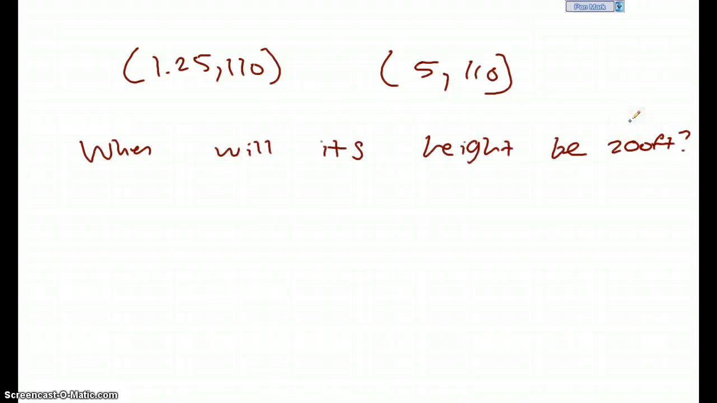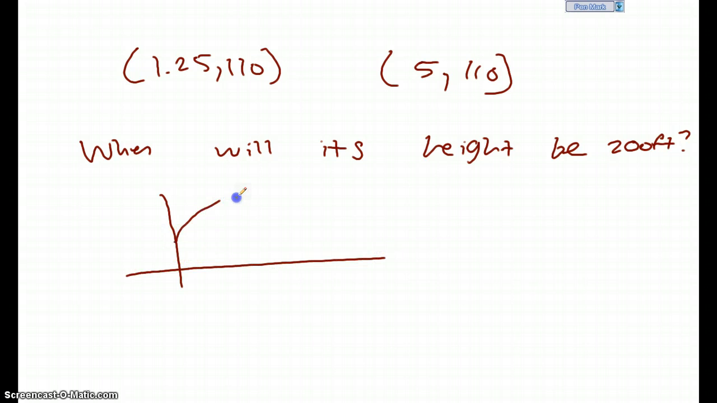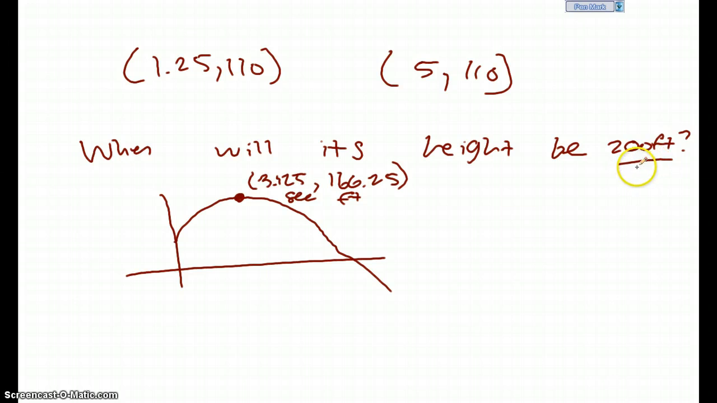Well, now let's suppose we wanted to ask, when will its height be 200 feet? Before we even begin to solve this, we mentioned earlier that sometimes it's possible to have no solution. Okay, well, when would it result in no solution? Well, first of all, this is what our parabola kind of looks like. And we know that the maximum, which is a big deal, occurs at 3.125 seconds and results in a maximum height of 166.25 feet. To answer this question without doing any work at all, our answer would be never, because 200 is somewhere way up here, and our maximum value is achieved at 166.25.